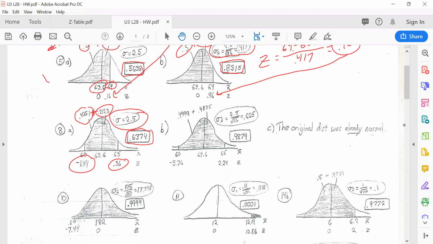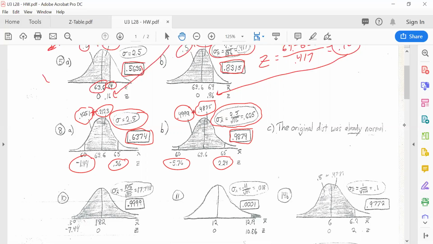Here, I needed to find my standard error. Even though my sample size was less than 30, I still found the standard error of 0.625. I divided by 0.625 now, and I got z-scores of 2.24 and negative 5.76, off the charts. And because negative 5.76 is off the z-table, I use a z-score area of 0.4999. Remember that? Plus the area out to 2.24, which is 0.4875. And I get my answer of 0.9874.